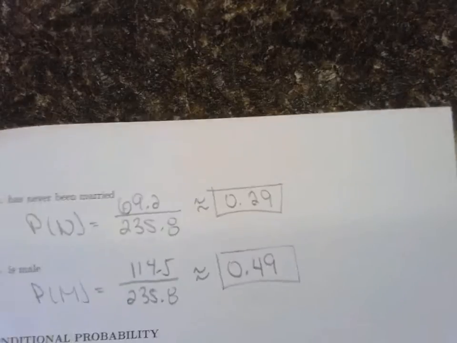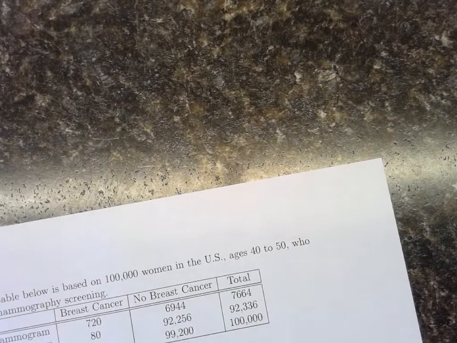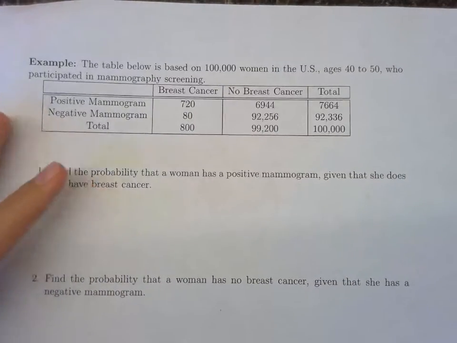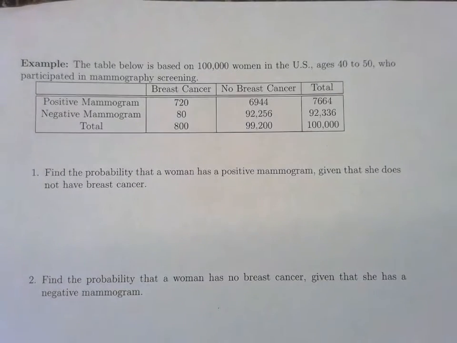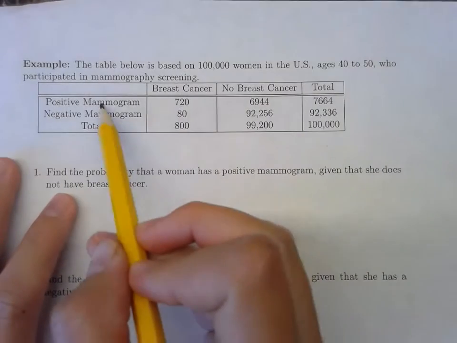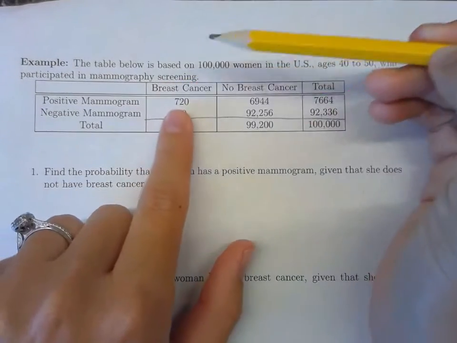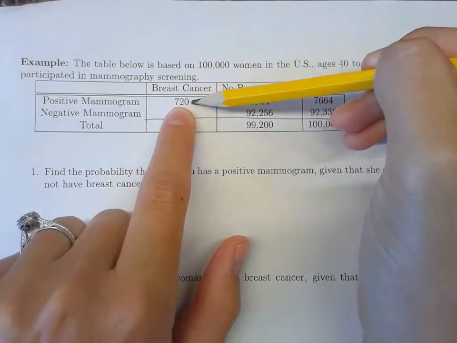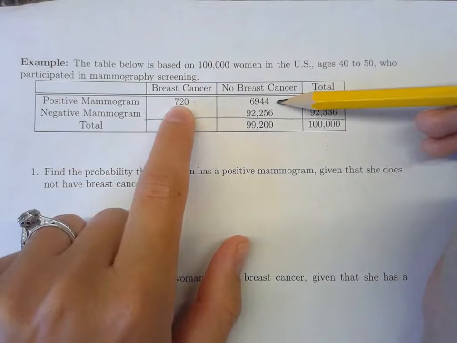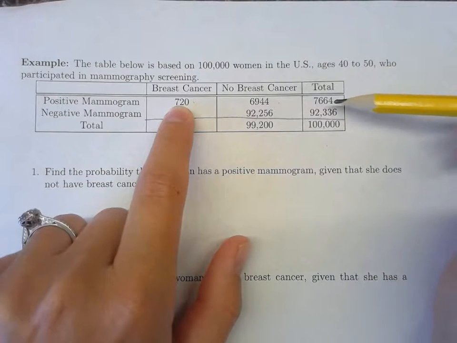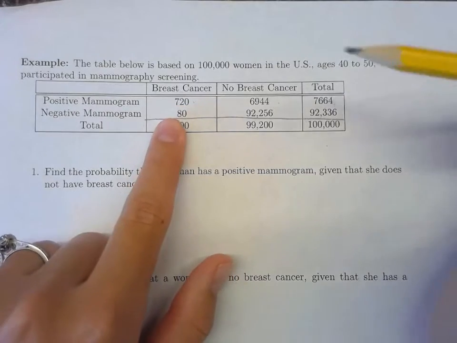And one more page, we're just going to do one more table type problem. Page 19 says the table below is based on 100,000 women in the U.S. ages 40 to 50 who participated in a mammography screening. Again, we're going to read this table. Positive mammogram: these women went in, they had a positive mammogram. 720 of those had breast cancer. 6,944 did not have breast cancer. And here's the total of positive mammograms.